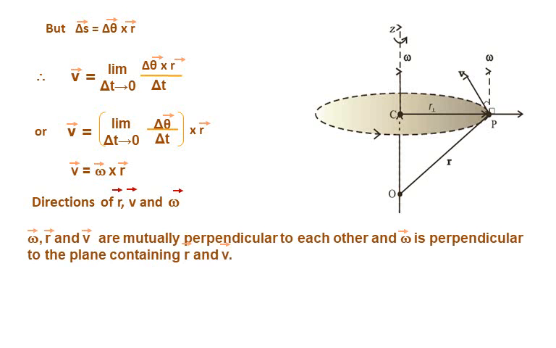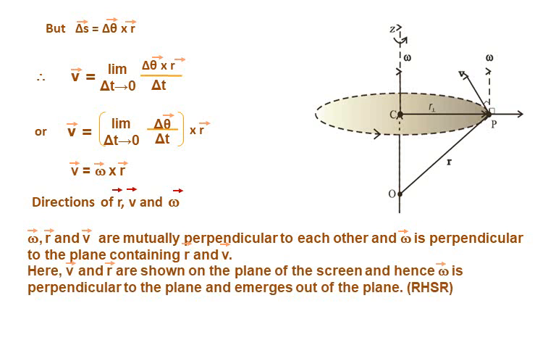And omega, r and v are mutually perpendicular to each other, because v is the cross product of omega and r, and you can find the direction by using the right hand thumb rule or screw rule.